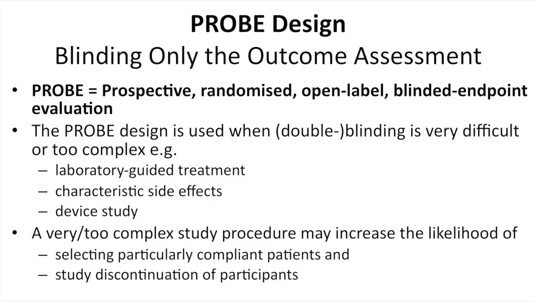With regard to blinding, there's another specific design, the so-called probe design. Probe means prospective, randomized, open label, so not blinded, but blinded with regard to endpoint evaluation. So this is the probe design. The probe design is used when double blinding is very difficult or too complex. For example, for laboratory guided treatment, if the intervention has some characteristic side effects, so it's easy to find out what the patient took, or if it's a device study.